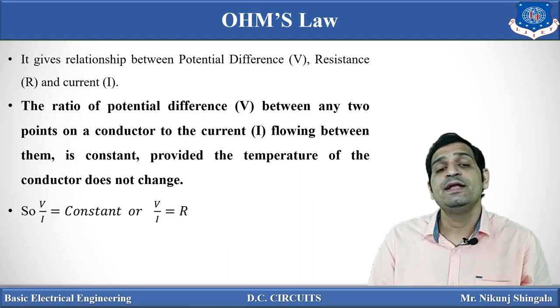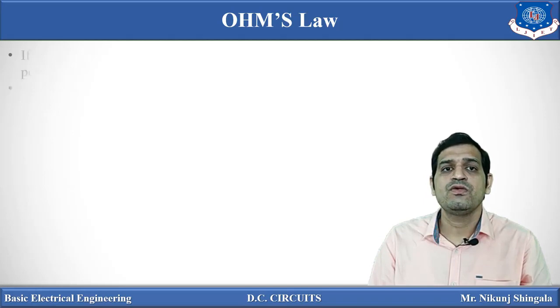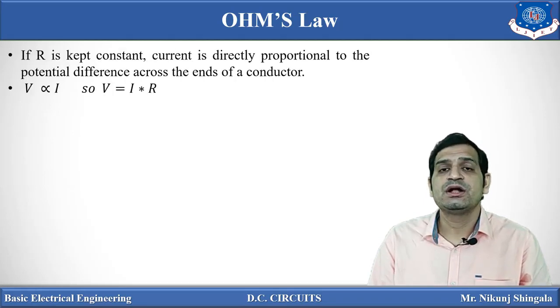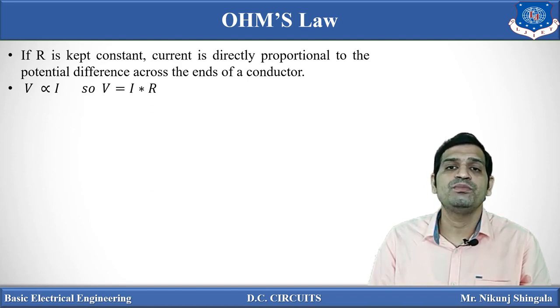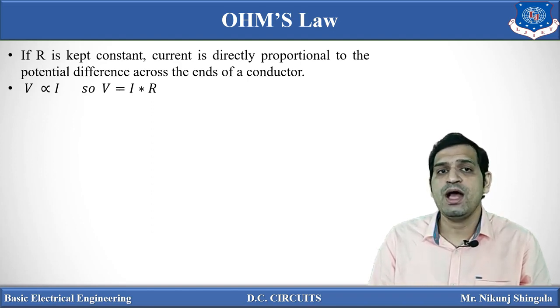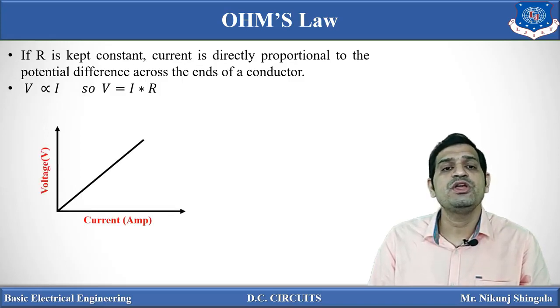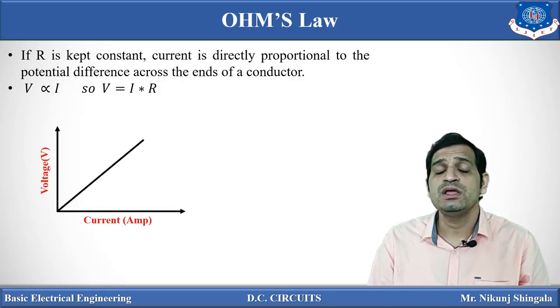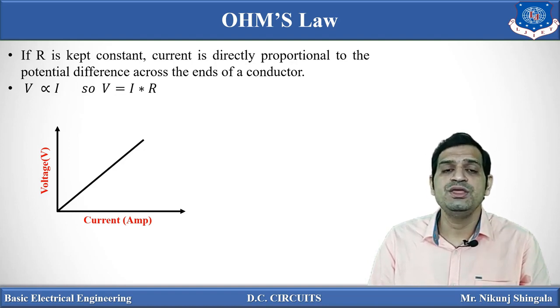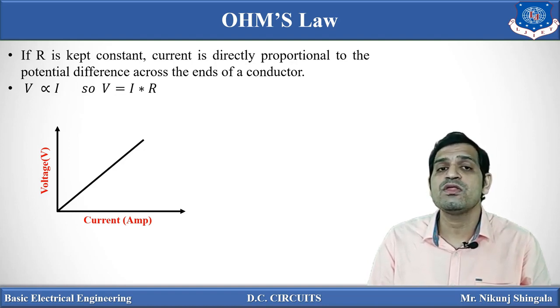So mathematically we can write V divided by I is equal to a constant, or V divided by I is equal to R, where R is the resistance of the conductor. So if R is kept constant, current is directly proportional to the potential difference across the ends of the conductor. So V is proportional to I, so we can write V is equal to IR. Here one graph shows the relationship between voltage and current for a resistor under constant temperature condition. So the graph is linear. As the current increases, the potential difference across the conductor or resistor increases.